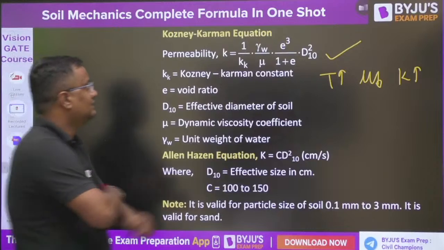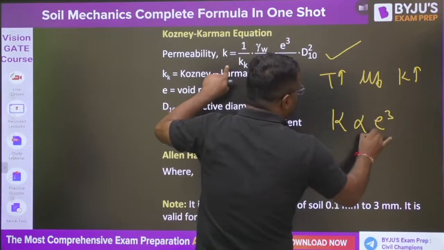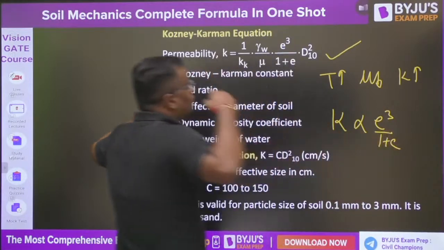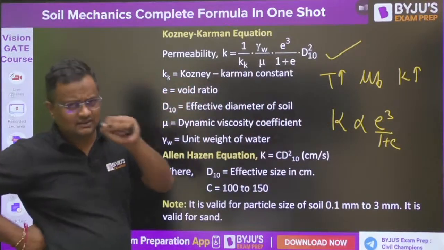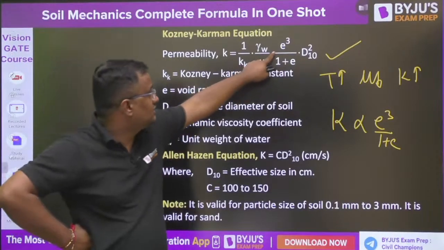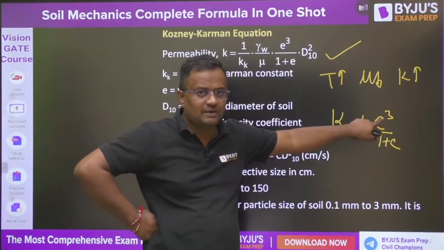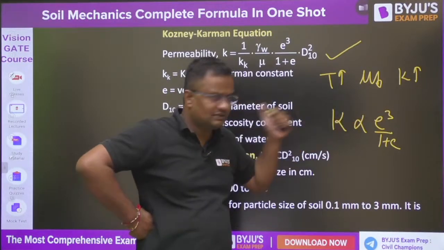And from here it seems that K is proportional to e cube upon 1 plus e. That means if void ratio is increasing, K will be increasing. If void ratio is increasing, K is increasing, although here it is cube, the power is 3, while here the power is 1. So void ratio increasing, K is increasing.